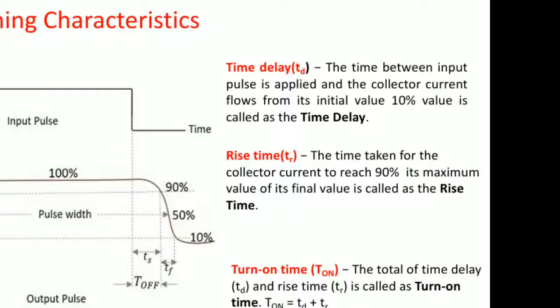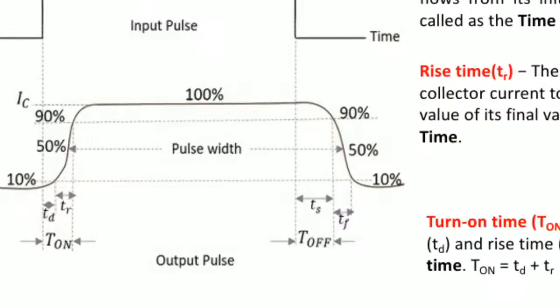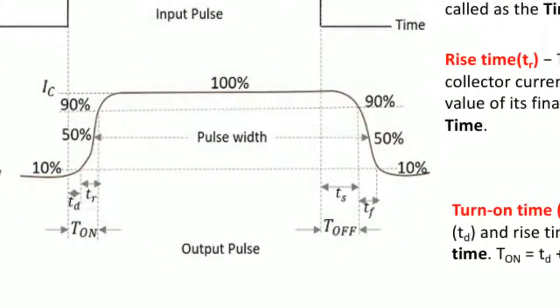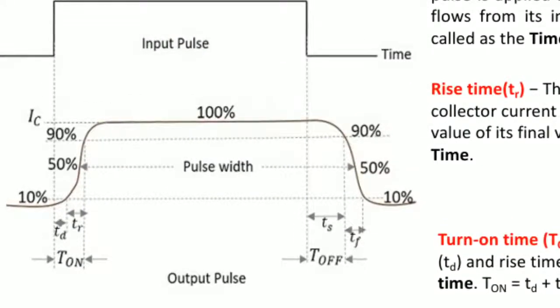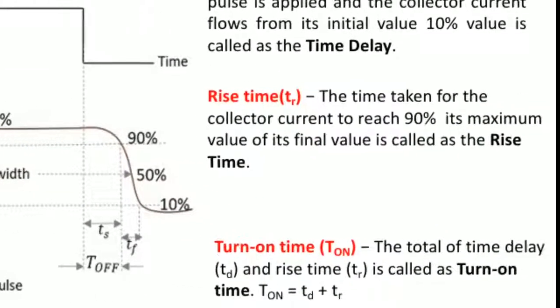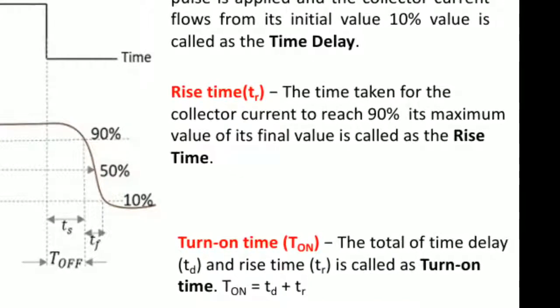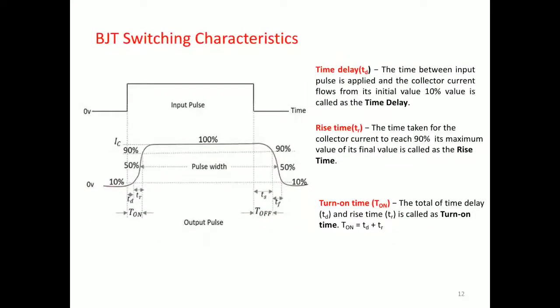What about the rise time? It is the time taken for the collector current to reach 90% of its maximum value. If you look at this, it is the TD value. TR is the rise time from this initial value to 90% of its maximum level. So it is the rise time. T on is the total time duration of TD plus TR.